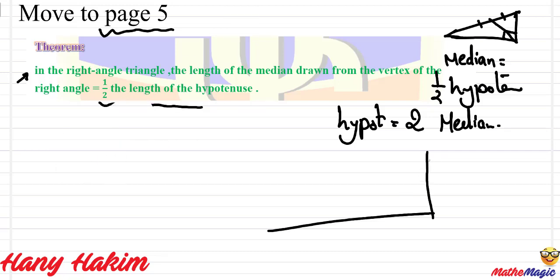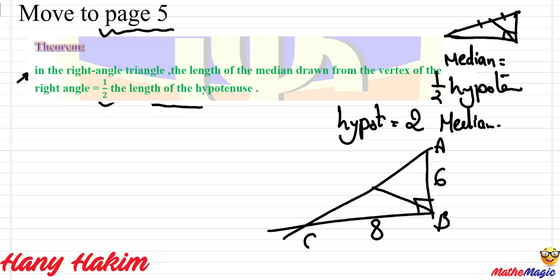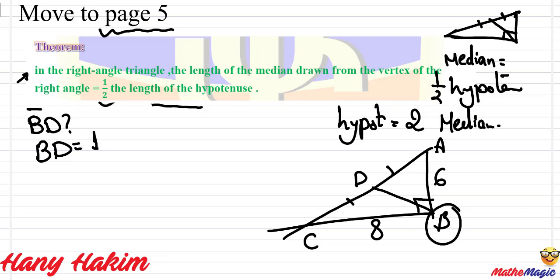If we have a right angle triangle like this, and this is 6, this is 8, and I draw something like this. I'm asking for BD, or the length of that BD. BD is a median in the triangle, and BD is a median drawn from the right angle, because the measure of the angle B equals 90. So BD equals half of that AC.